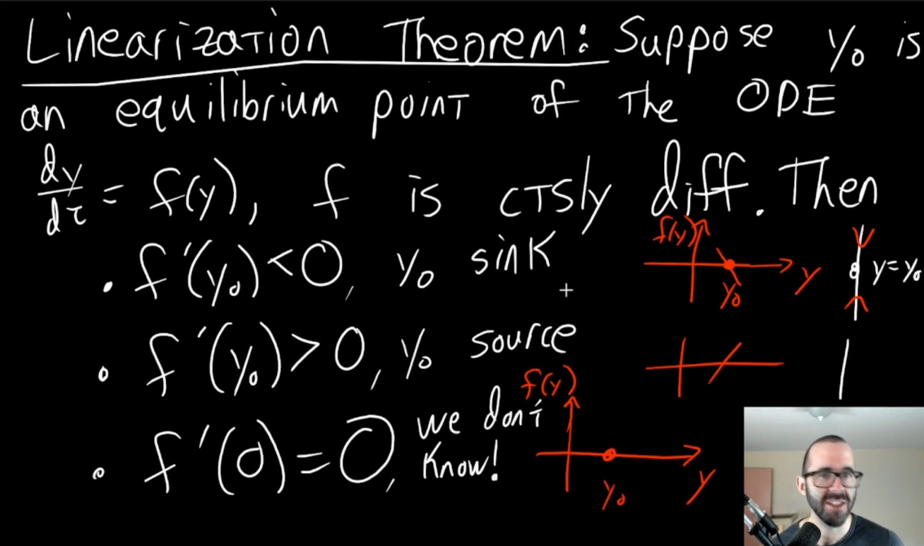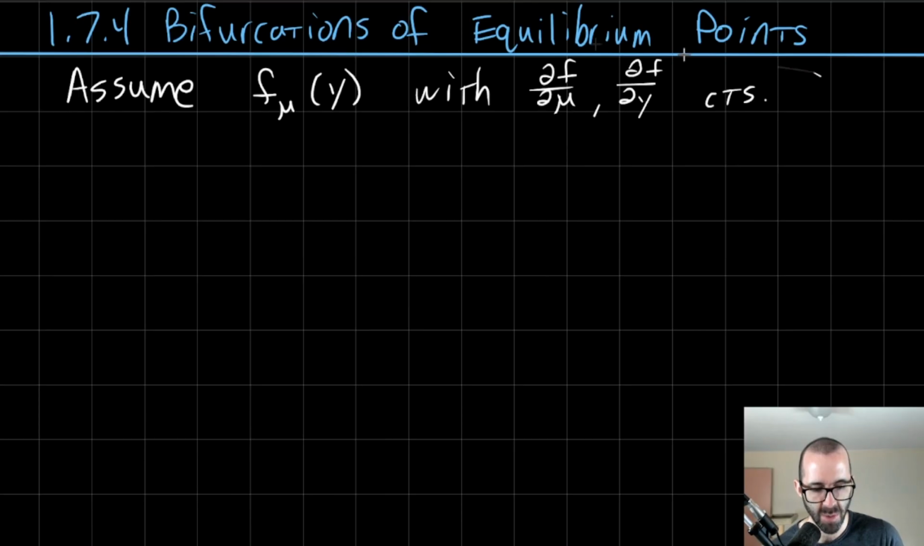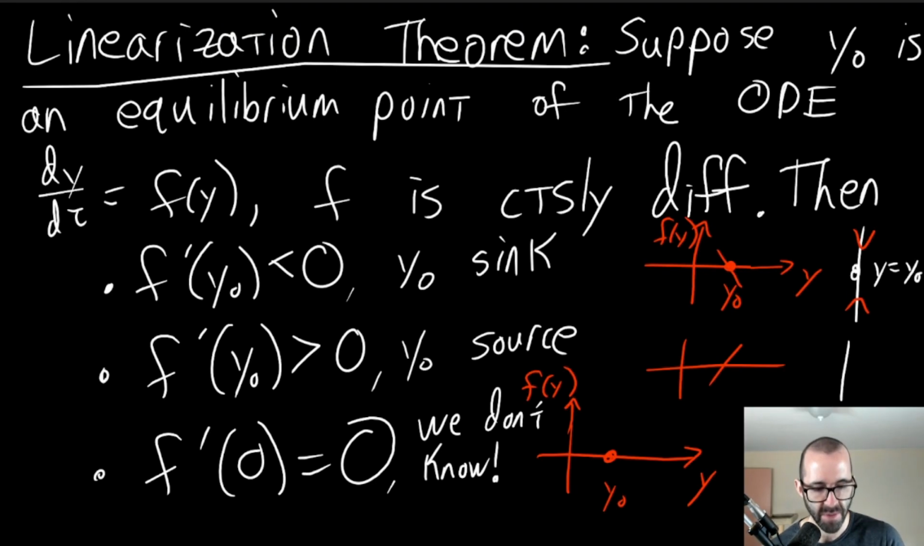You remember the linearization theorem from last section? You don't need to write this down. You've already seen this. It said if we have a differential equation that looks like this, and as long as f is continuously differentiable, so we already have that because we're assuming it, then we can classify whether something's a source or a sink or some mystery option, depending on the slope of f. The slope of f is not the same as the slope of y. This is the slope of y. This is the slope of f.